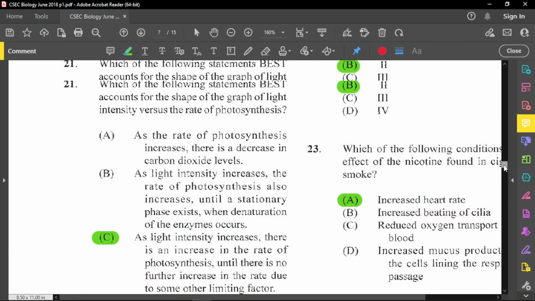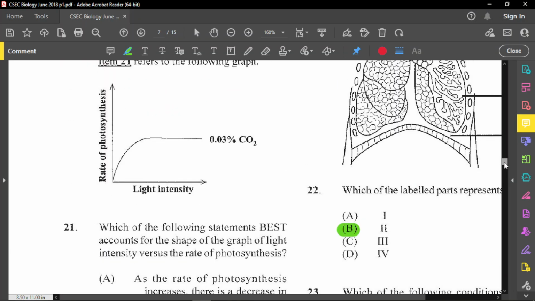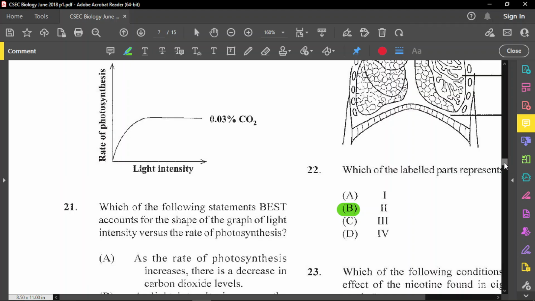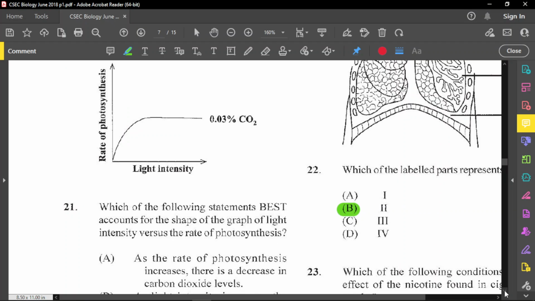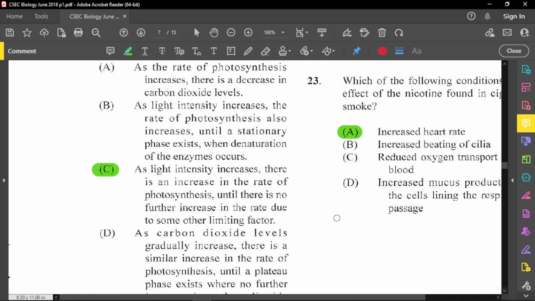Question number 21. And question number 21 refers to this graph. And you have rate of photosynthesis on the Y, then you have light intensity on the X. And it said, now, which of the following statements best accounts for the shape of the graph of light intensity versus rate of photosynthesis? And this is a repeat question as well. And so the answer here is that as light intensity increases, there is an increase in the rate of photosynthesis until there is no further increase in the rate due to some other limiting factor. All right, so C is the correct answer for that.